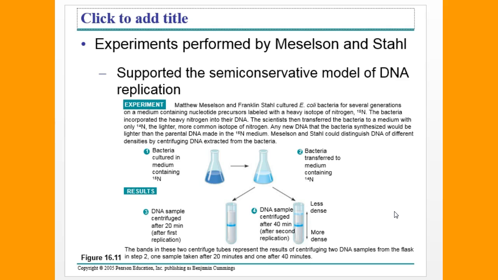Alright? They could distinguish the DNA of different densities by centrifuging and extracting the DNA from the bacteria. So, in this part of the experiment, the bacteria were cultured in their two new media. Alright, what they found was that the DNA sample centrifuged after 20 minutes, okay, after the first replication, your band is here. DNA samples centrifuged after 40 minutes, after second replication. This is less to more dense, okay?